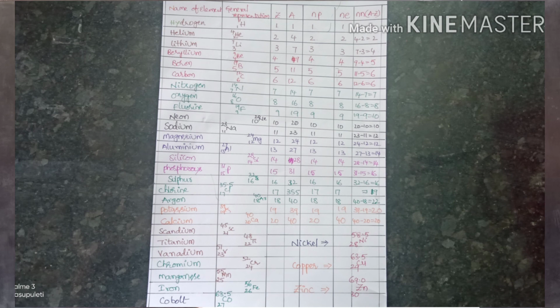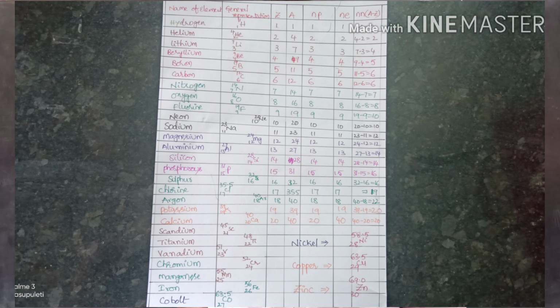Copper, Latin name cuprum, symbol is Cu, its atomic number 29, mass number 63.5. So representation is Cu2963.5. Zinc, representation is Zn, atomic number 30, mass number 65.5. So its representation is Zn3065.5. Let us discuss in the next table.